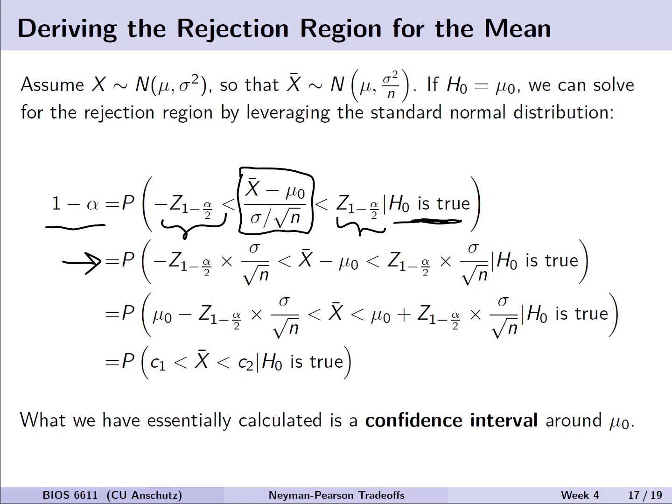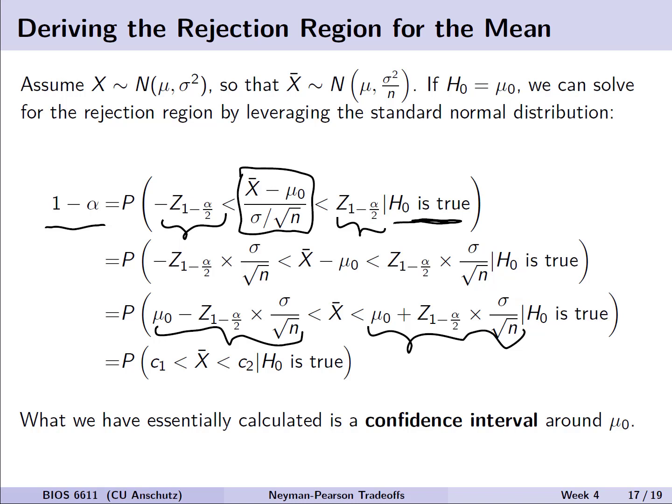by sigma over square root of n, so that we now just have x bar minus mu naught in the middle there, and then we add mu naught to both sides of our inequalities, and we end up with a term here which is the true value under the null distribution that we're assuming, minus a value from the standard normal distribution at 1 minus alpha over 2, which we'll note on the next slide, multiplied by that standard deviation over square root of n, and it's symmetric on either side.